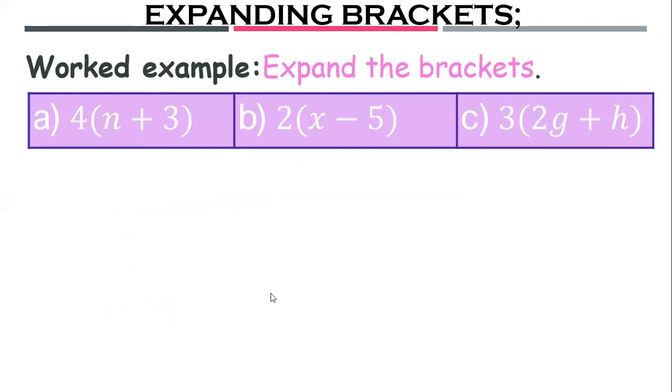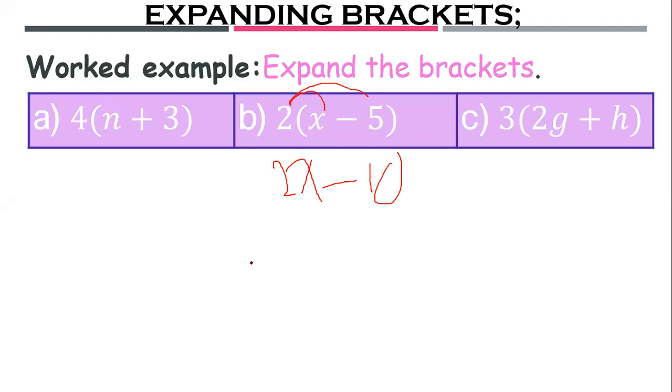Masa, on B, what will you do? 2 times x, that's what? 2 times x equals 2x. Oh yes, 2x. 2 times x, that's 2x. The minus will go down. 2 times 5 equals 10. That's it, you're done. Okay.